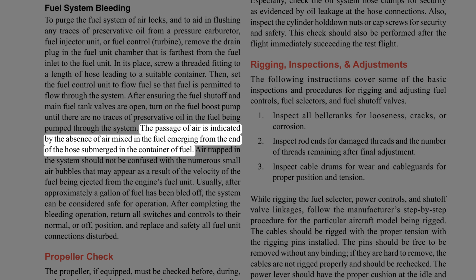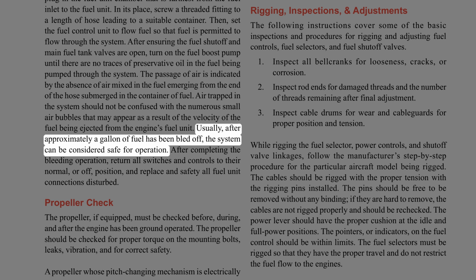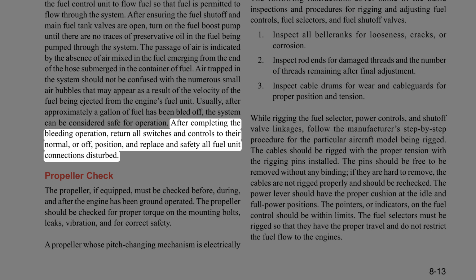are no traces of preservative oil in the fuel being pumped through the system. The passage of air is indicated by the absence of air mixed in the fuel emerging from the end of the hose submerged in the container of fuel. Air trapped in the system should not be confused with the numerous small air bubbles that may appear as a result of the velocity of the fuel being ejected from the engine's fuel unit. Usually, after approximately a gallon of fuel has been bled off, the system can be considered safe for operation. After completing the bleeding operation, return all switches and controls to their normal or off position, and replace in safety all fuel unit connections disturbed.